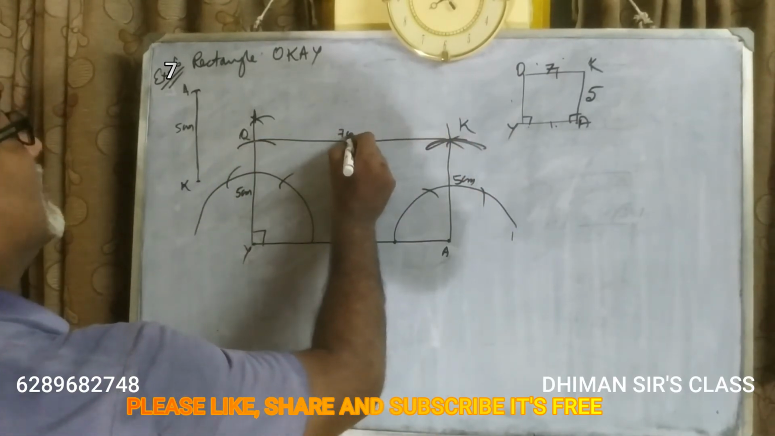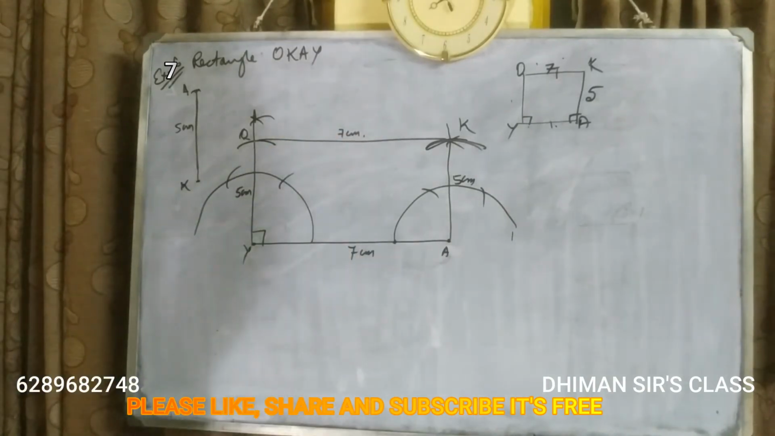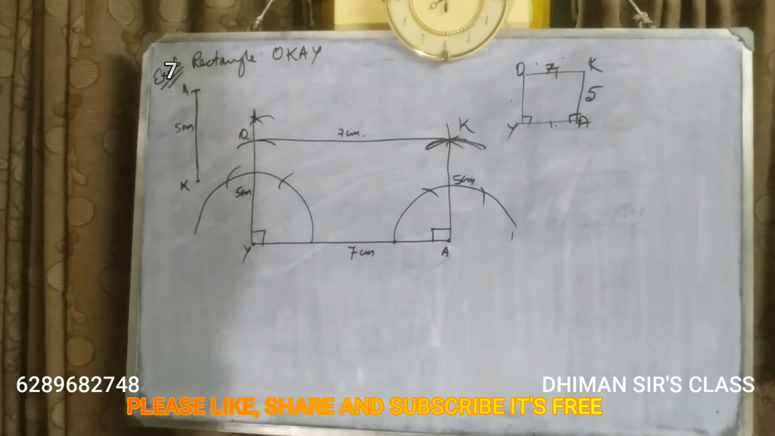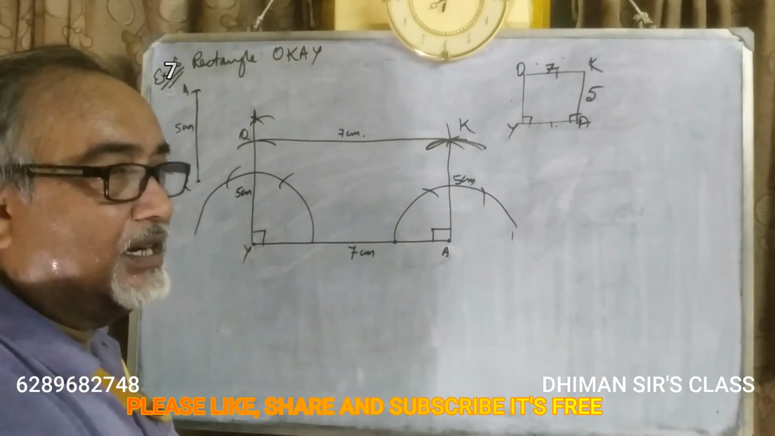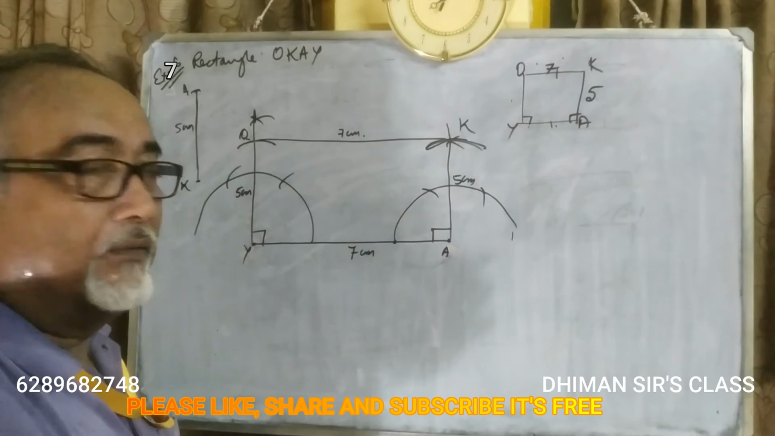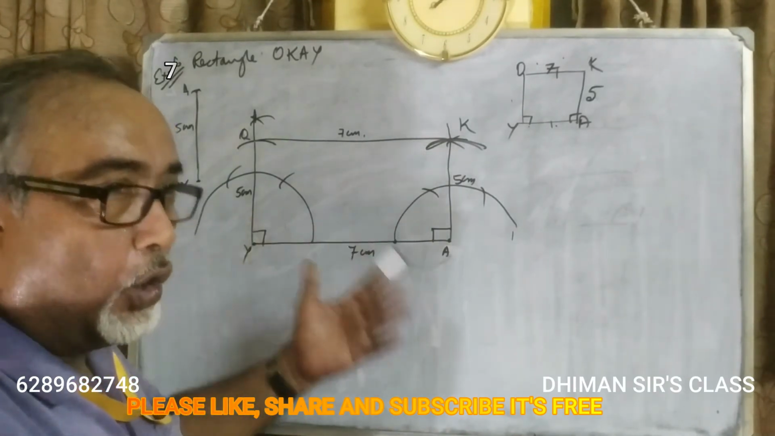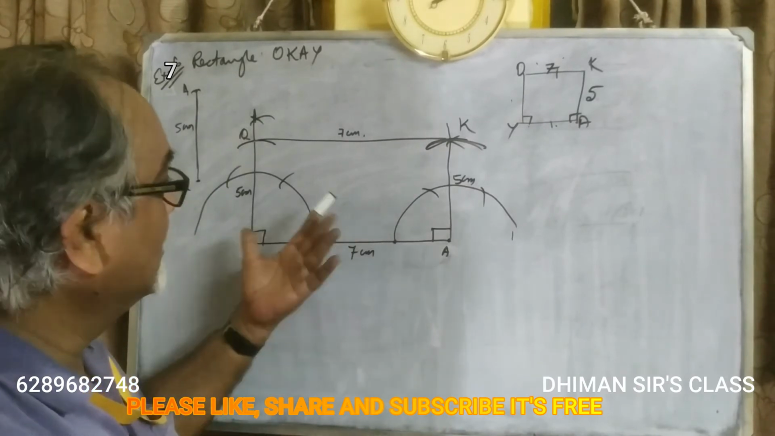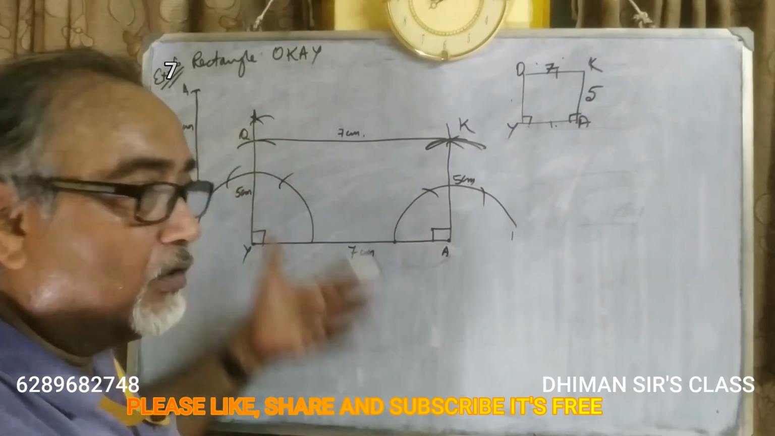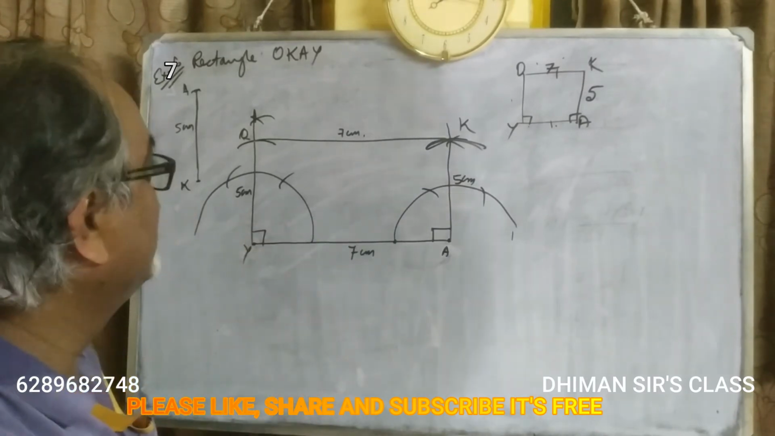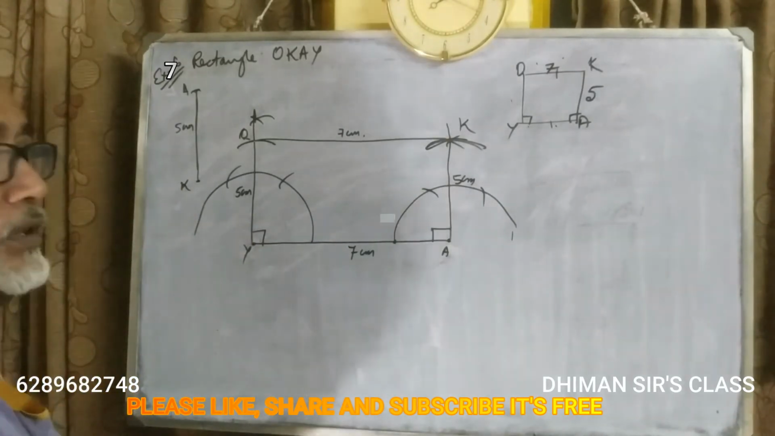This is also 7 centimeter. Got it, student? This is on 90 degree. Now you will say, sir, 90 degree was not instructed, but it is known to us. Without this 90 degree we cannot construct. So even though it is not told in the question, it is implied that we have to mention it, because without this 90 degree we cannot construct a rectangle. Clear, students? So copy it down. Let us move on to the next example.